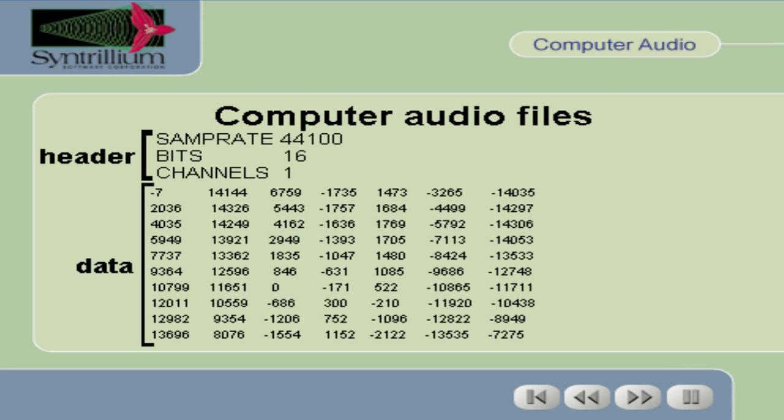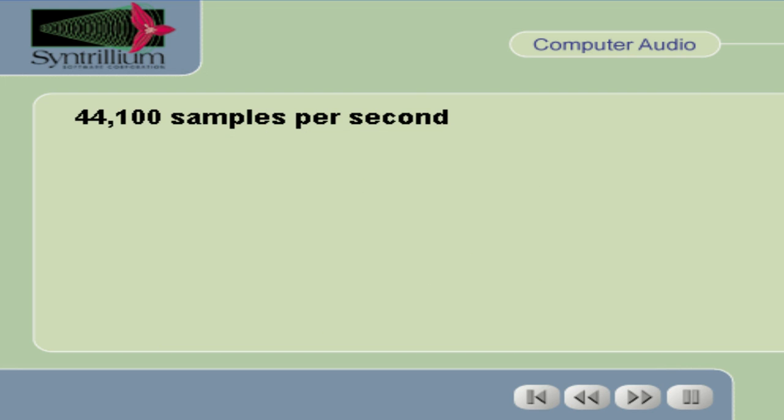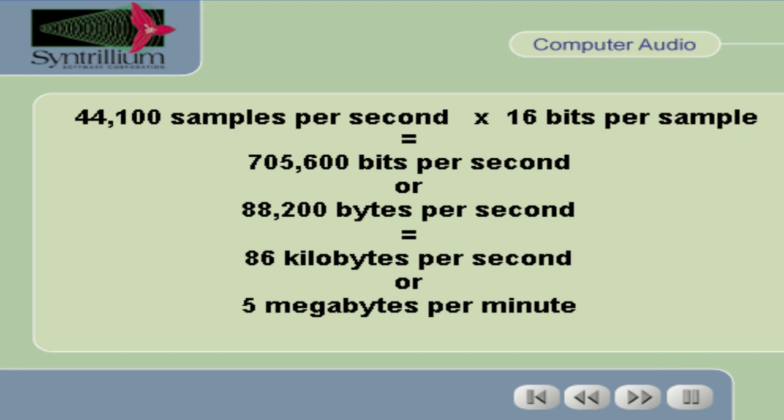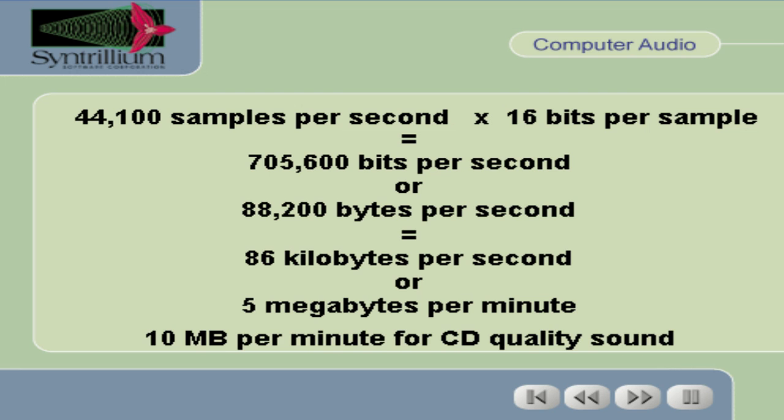These files can be very large. 44,100 samples per second, with each sample consisting of 16 bits of data, is 705,600 bits per second, or 88,200 bytes per second. This works out to 86 kilobytes per second, or more than 5 megabytes per minute. Stereo sound has 2 channels, so CD quality sound takes a little more than 10 megabytes per minute.